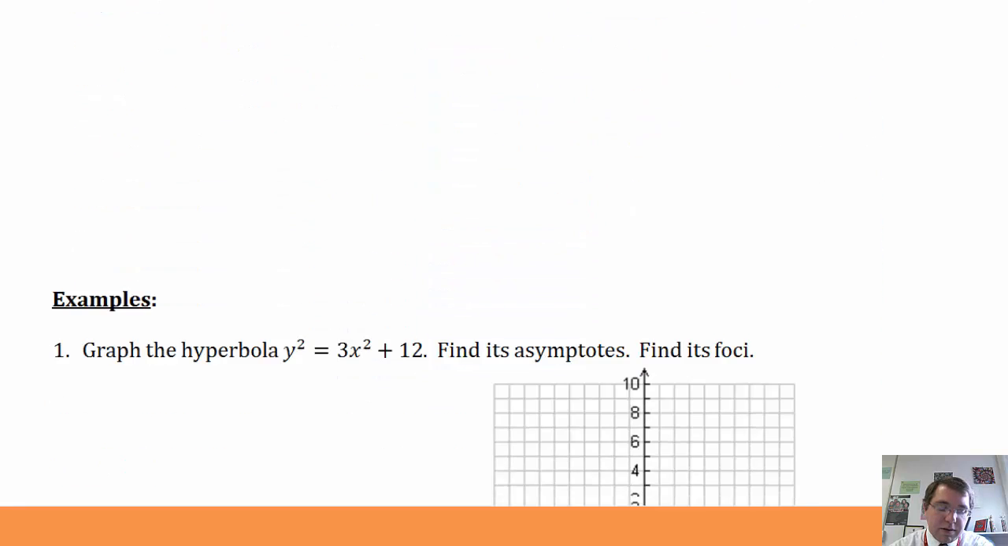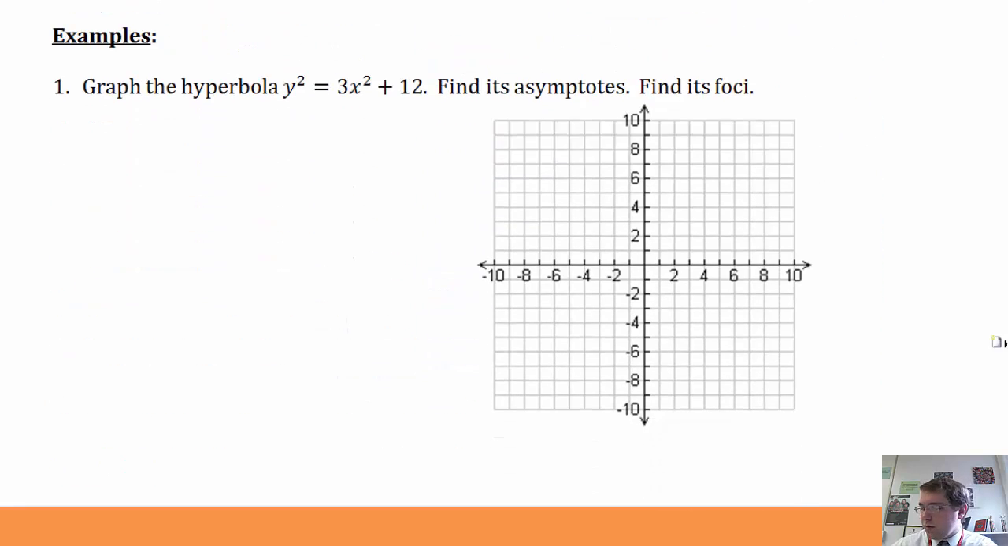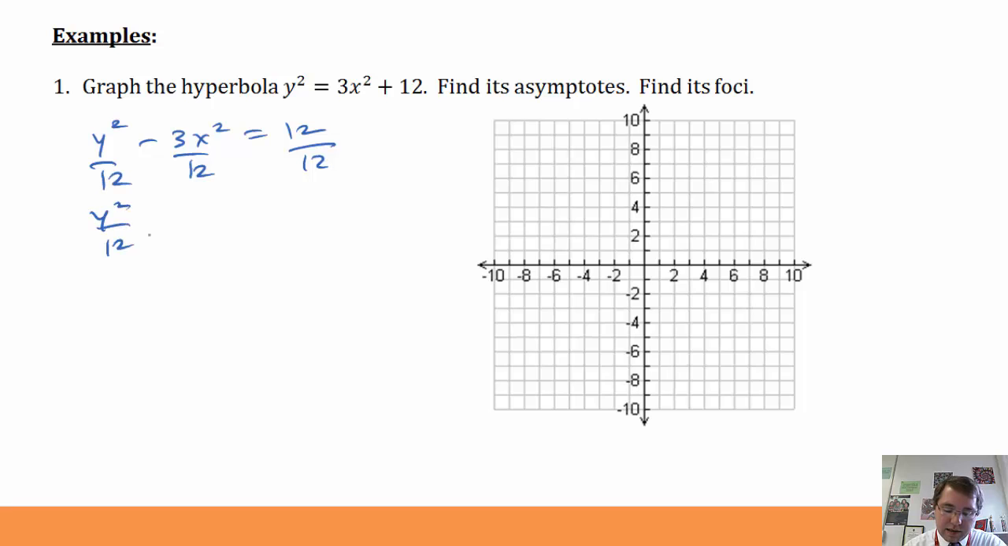So let's try 2 examples. Number 1, graph the hyperbola y squared equals 3x squared plus 12. All right, well, let's put that in the form that we want it in. So let's get the x squared and y squared on the same side. Y squared minus 3x squared equals 12. We divide by 12 because we want a 1 on the right-hand side. That gives us y squared over 12 minus x squared over 4 equals 1.